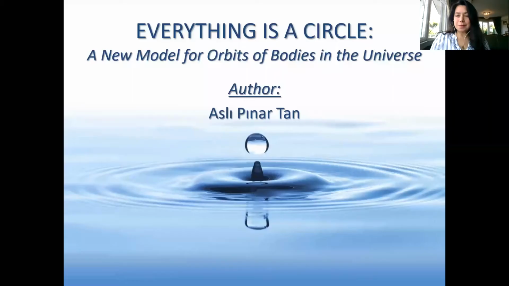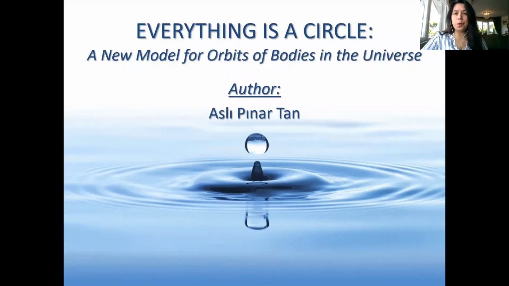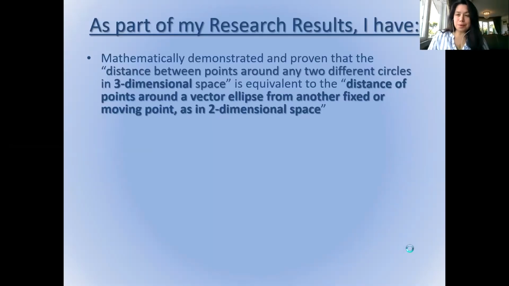What I present here is part of my research results, where I propose a new orbital model for moving bodies in the universe. As part of my research results, I have mathematically demonstrated and proven that the distance between points around two different circles in three-dimensional space is equivalent to the distance of points around a vector ellipse from another fixed or moving point, as in two-dimensional space. And in this context, I have defined what a vector ellipse is as well.